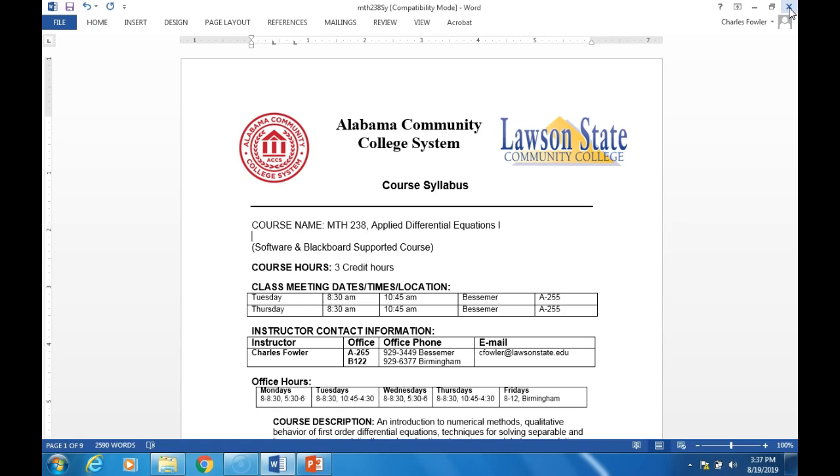So this says 8:30 to 10:45. That was for last spring, I think it was. No, I'm sorry, this was a summer class. Okay, ours is Monday, Wednesday, 2:30 to 3:45. The room's the same, the building, the campus is the same, Bessemer campus. The building and room is A building, room 255. My contact information is, my office on the Bessemer campus is A265.